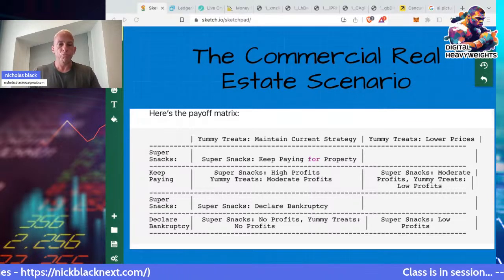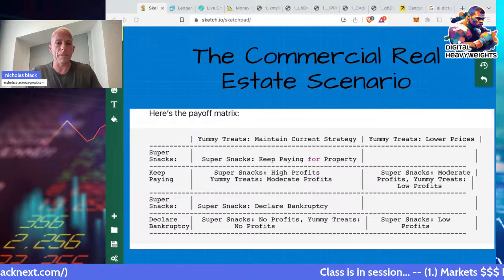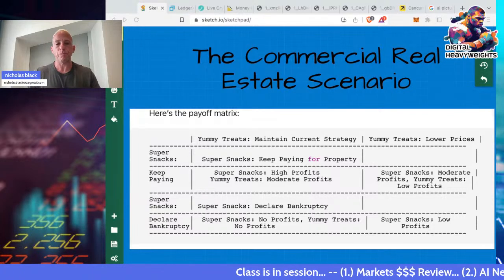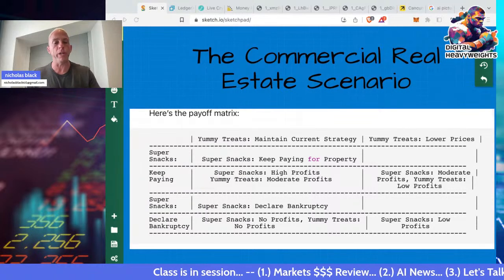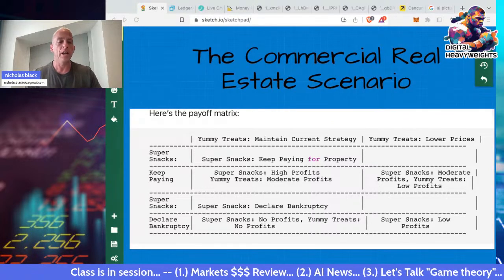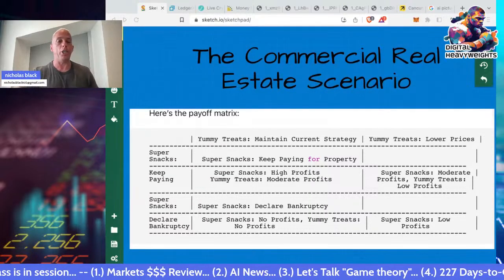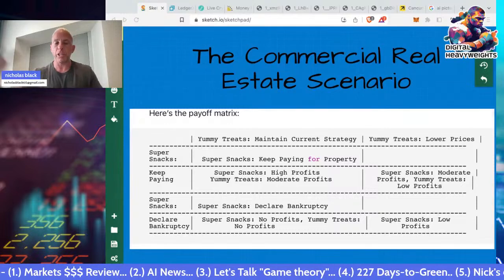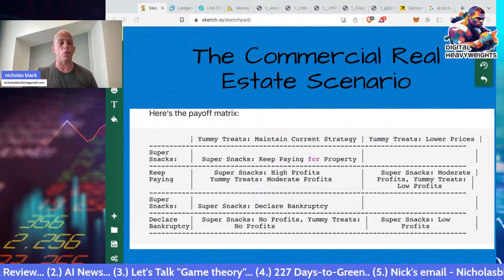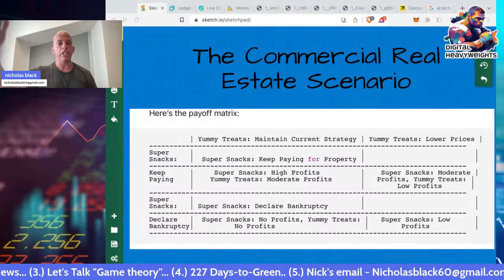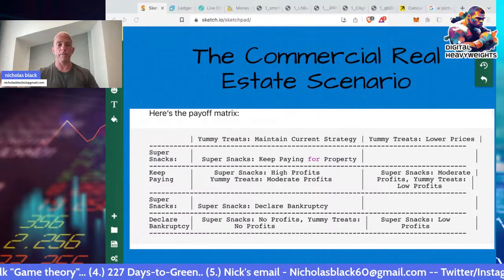Anyway, so they have this prime location, Super Snacks. They've got to decide: do we keep paying for the commercial real estate property, or do we declare bankruptcy and walk away from this thing? Super Snacks faces two options. Option A, continue paying for the property and keep the store open. Option B, declare bankruptcy and close the store.